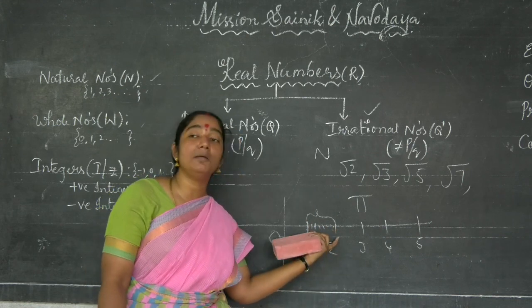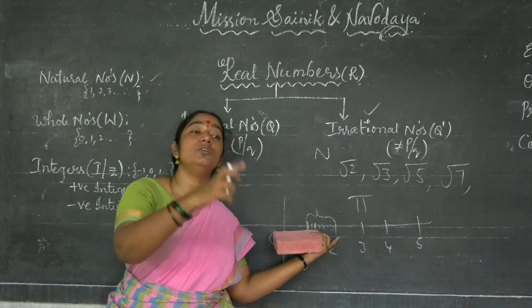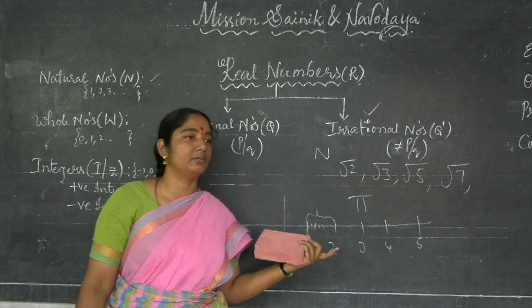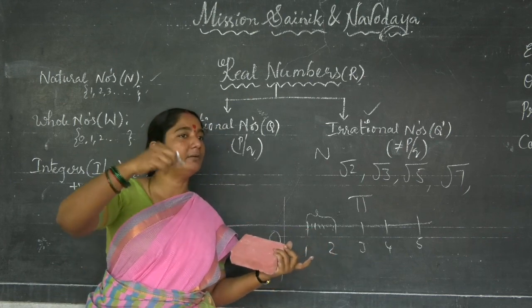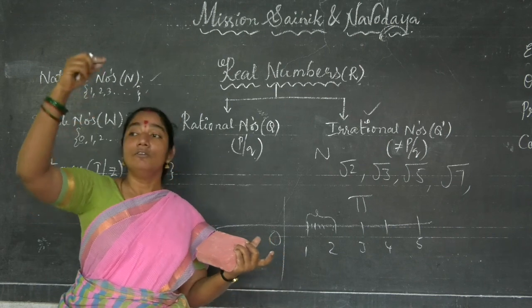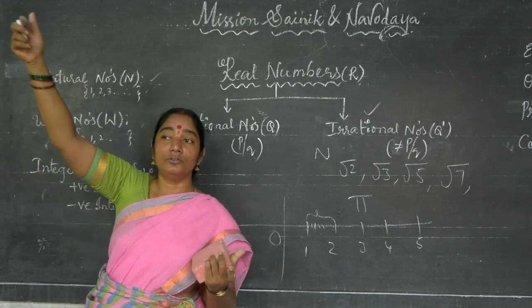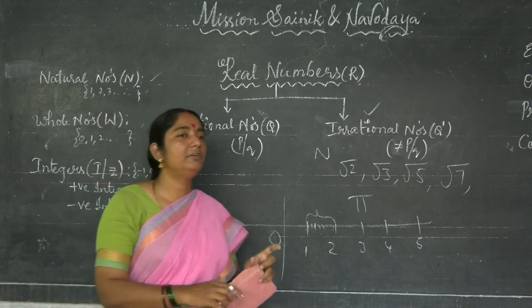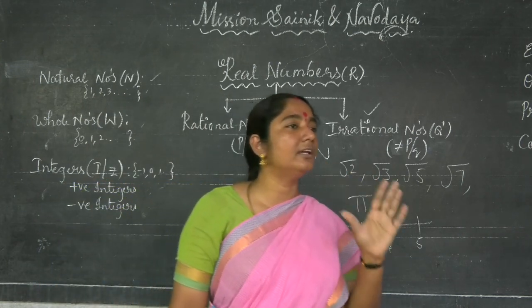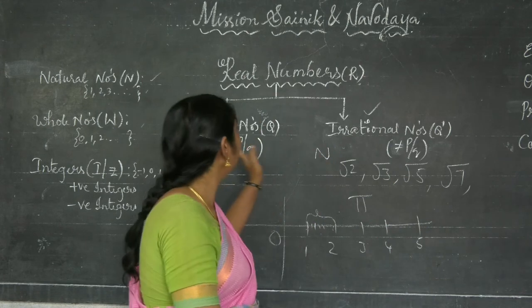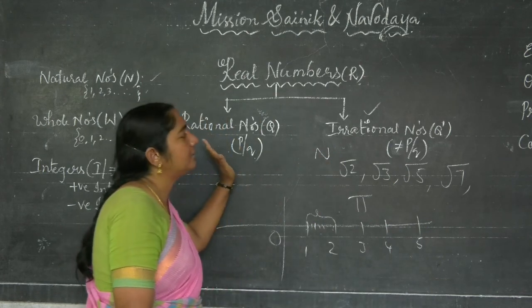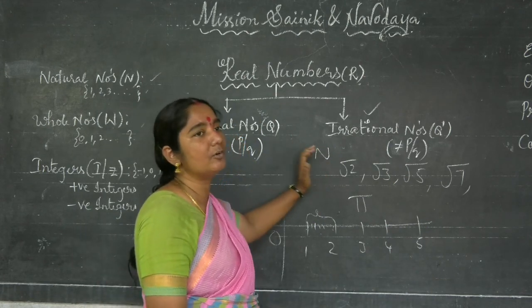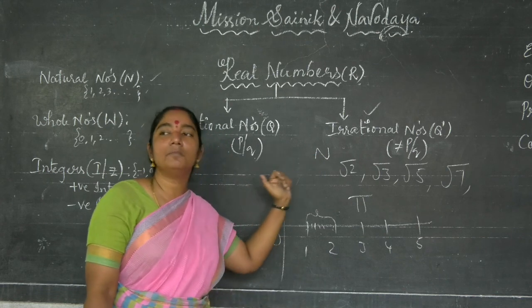There are infinite numbers. Between every two numbers, there are infinite numbers: 1.2, 1.3, 1.4, 1.5, 1.222, 1.2233. See, you can write infinitely many. Between any two numbers, there are infinite numbers, but those numbers are given in the form of rational and irrational. Now you understood the difference between rational number and irrational number.